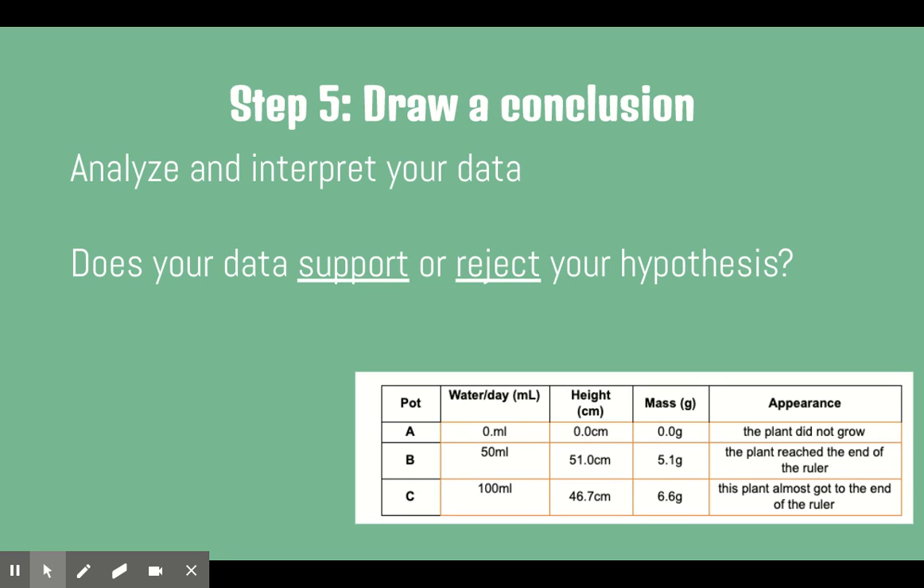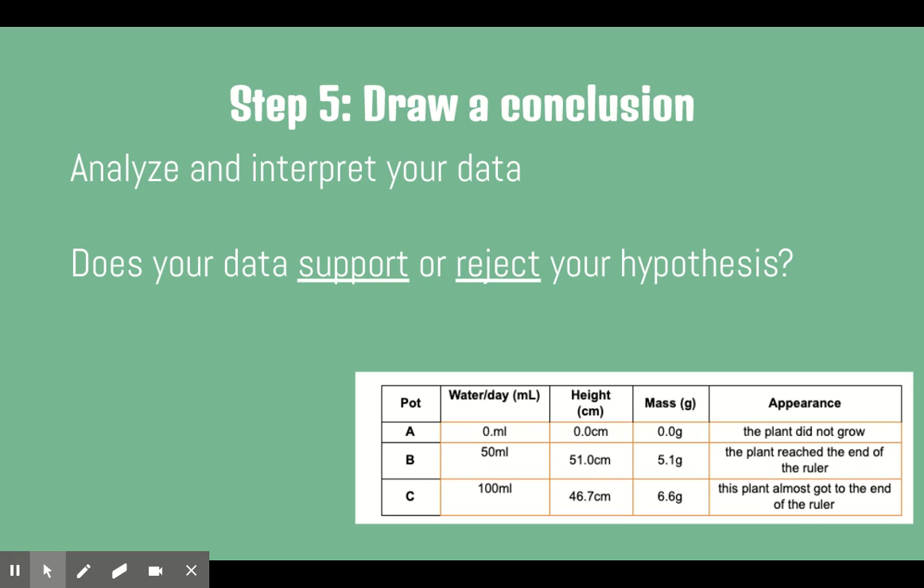It did not grow. In pot B, where you added 50 milliliters of water, you should have had a plant around the height of 51 centimeters and a mass around 5 grams. The appearance was that this plant should have reached the end of the ruler. It should have been pretty tall and had lots of leaves. And finally, in pot C, you should have had a plant that got 100 milliliters of water, was 46.7 centimeters tall, and had a mass around 6.6 grams. And again, the appearance of this plant was that it almost reached the end of the ruler.